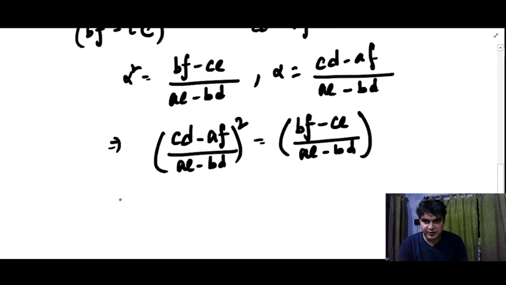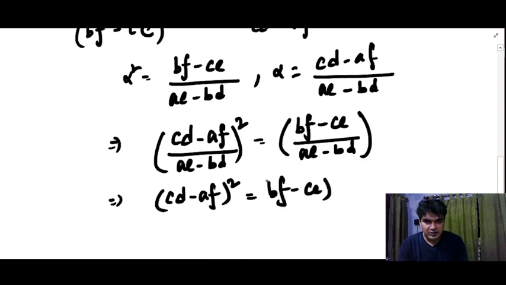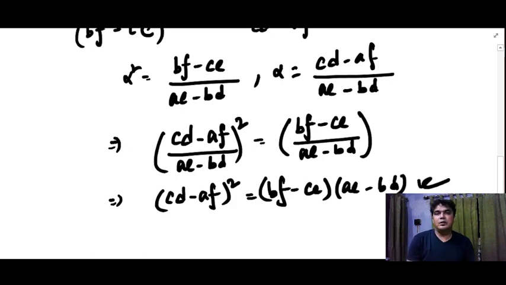Now we are going to simplify it. So if we simplify it, what do we get? cd minus af whole square, that is equals to bf minus ce into ae minus bd. So this is the condition for common roots for two equations, right? Now this is the condition for one common root for two equations.